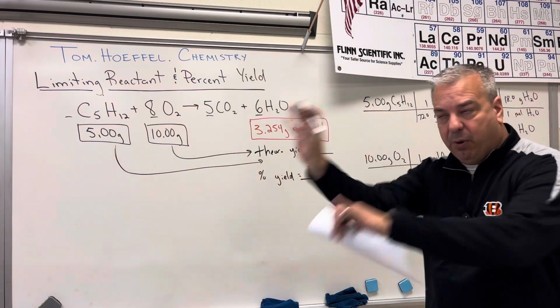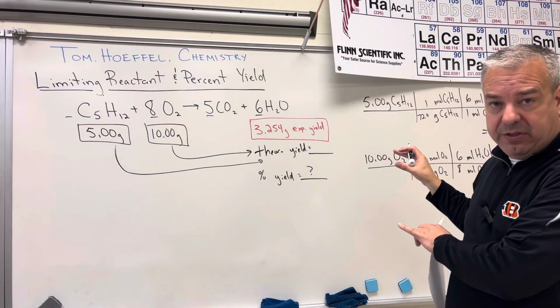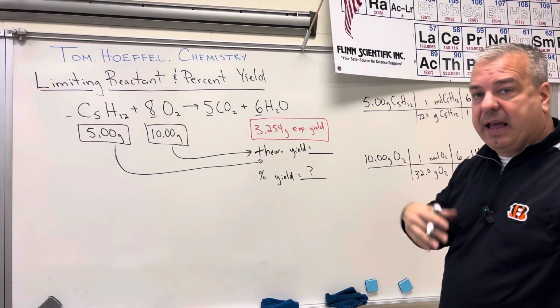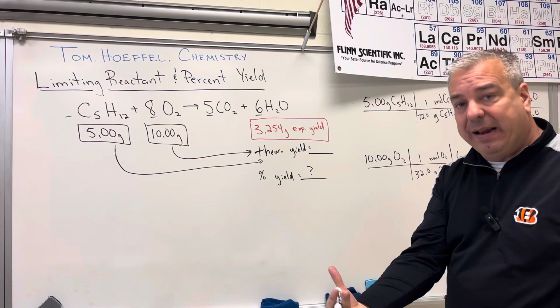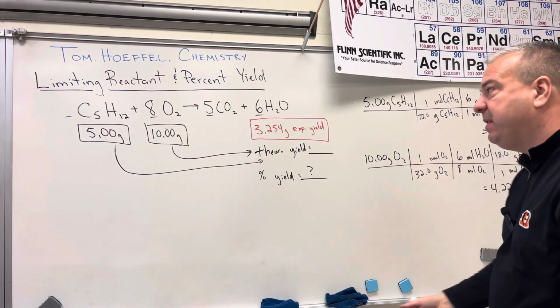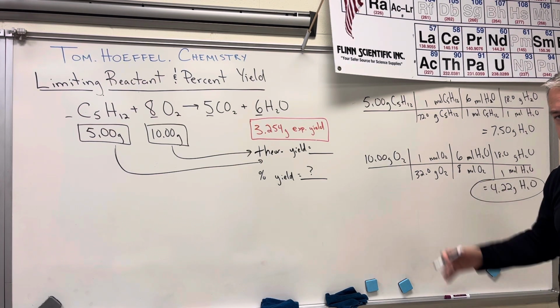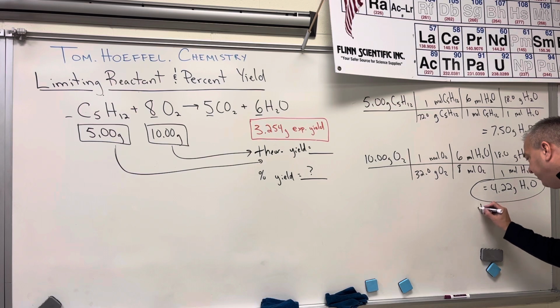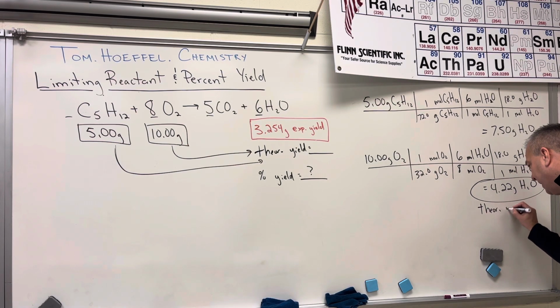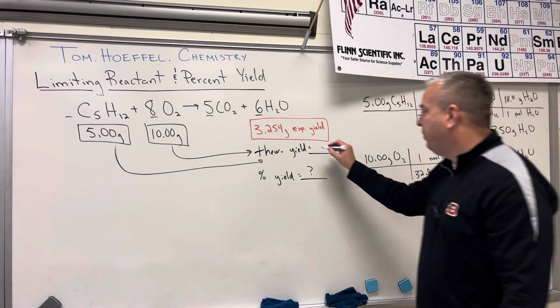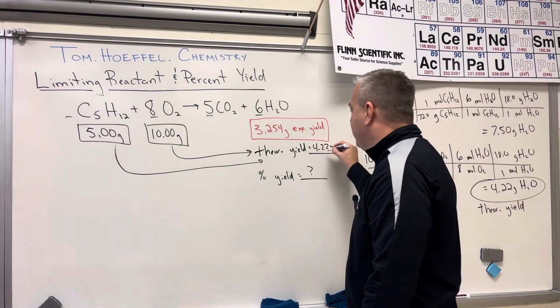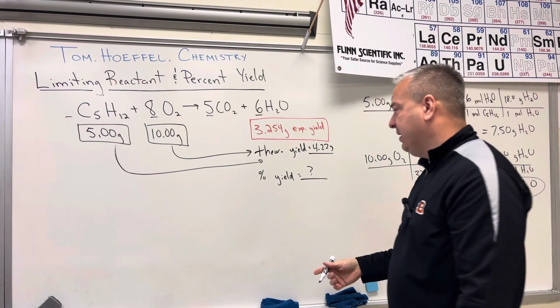So I moved both of the reactants, and I converted them to a common product. And I do that so I can evaluate them, okay? Whichever is going to be the lower of the two, 7.5 versus 4.22, 4.22 is the lower of the two. This is what's going to be called my theoretical yield. And I'm going to use this number, 4.22, to calculate my percent yield.